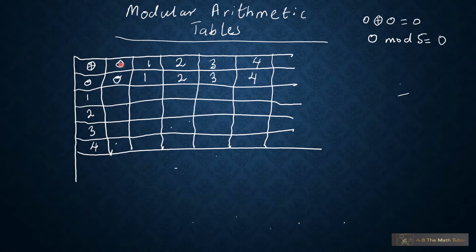If we study the table correctly, it will be true for this entire column as well, because 1 plus 0 will be 1, and 1 modulo 5 will be 1. 2 plus 0 will be 2. 2 modulo 5 will be 2. 3 plus 0 will be 3, and 3 modulo 5 will be 3. 4 plus 0 will be 4, and 4 modulo 5 will be 4. So we can go ahead and write these numbers here.